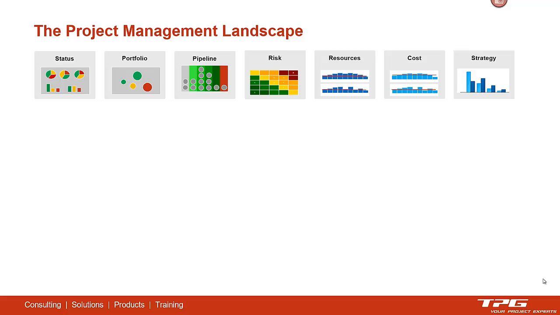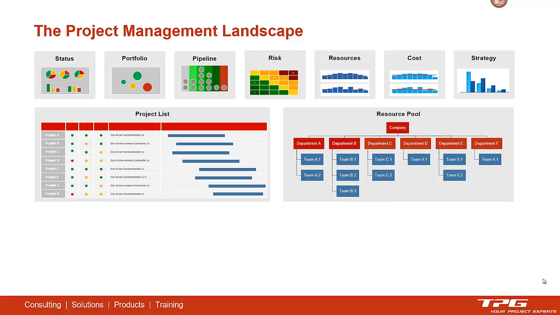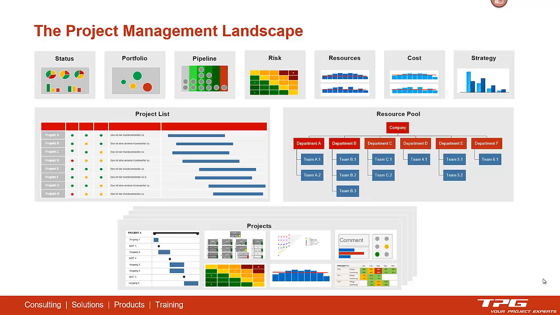At the end, we want to have these fancy reports and deliver them to the decision makers. Where does this all come from? We have projects and project lists. We have a resource pool with several teams in a big company, and below that obviously we have single projects, and these single projects are doing their normal work. They are planning tasks, doing risk management, planning their resource allocation, and doing status reports and milestone trend analysis and all this kind of stuff.